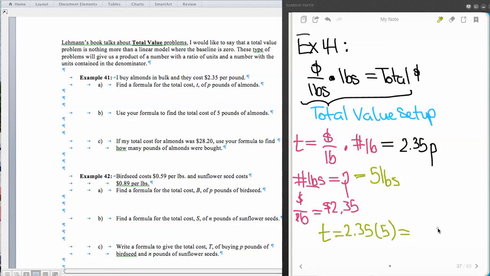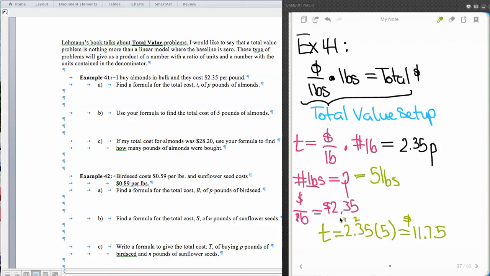And now we have 5 times 5, which is 25. Carry the 2, 15 plus 2, which is 17. Carry the 1, 10 plus 1, which is 11. And 2 decimal points in that. And we see that our total cost is $11.75.